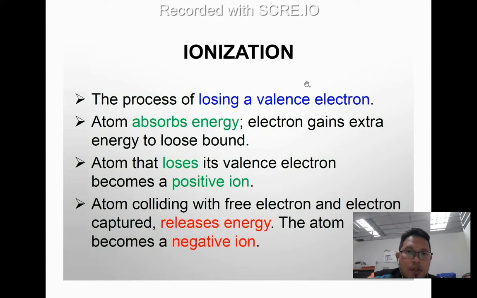The process of losing a valence electron is called ionization, where the atom absorbs energy and gains extra energy to lose its bond, becoming a free electron. An atom that loses its valence electron becomes a positive ion. Negative ions originate from free electrons: when an electron is captured and releases energy, the atom becomes a negative ion.